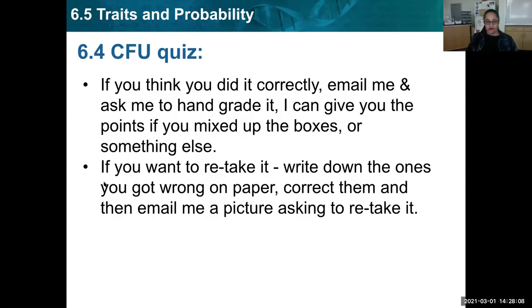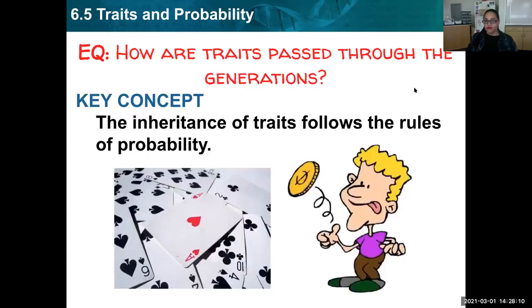All right, moving on to the notes. Essential question, same essential question we've had for the last few chapters: How are traits passed through the generations? We started with mitosis and meiosis in the last chapter. This chapter, we're talking more specifically about genetics and traits and the probability of inheriting things from your parents or even passing them down to your children.